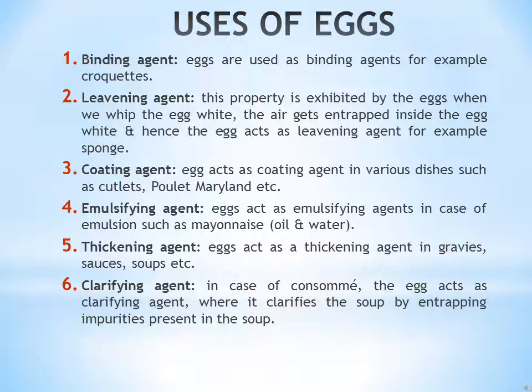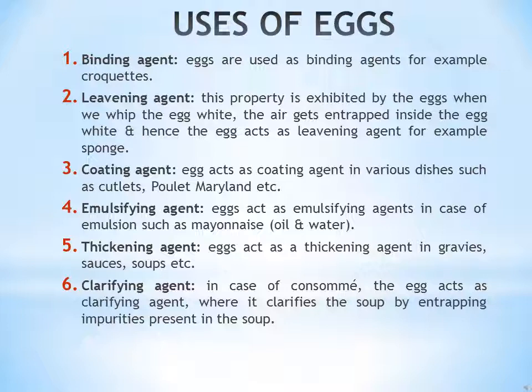Eggs can be used in various ways in the kitchen. Some of the uses of eggs are mentioned below. 1. Binding agent. Eggs are used as binding agents, for example croquettes. 2. Leavening agent. This property is exhibited by the eggs when we whip the egg white. The air gets entrapped inside the egg white and hence the egg acts as leavening agent, for example sponge.